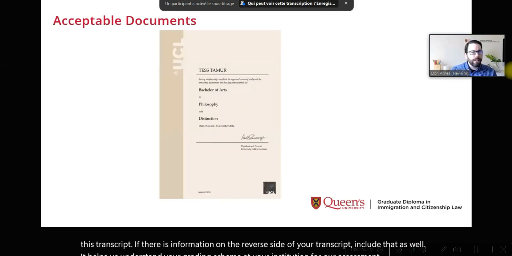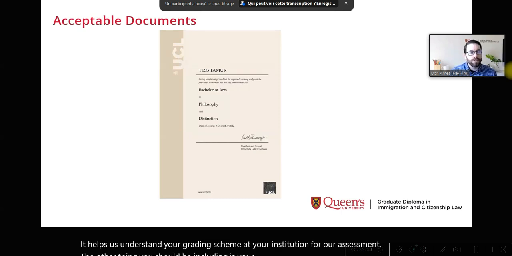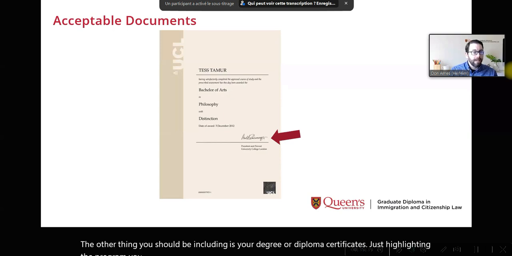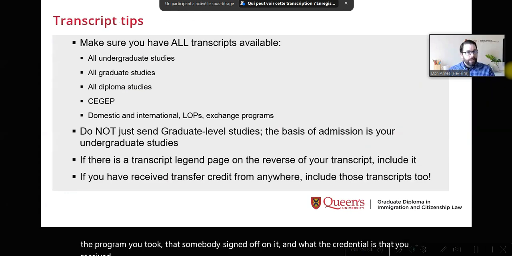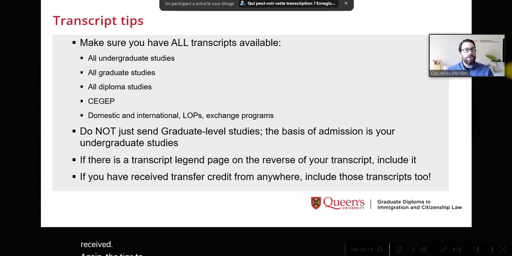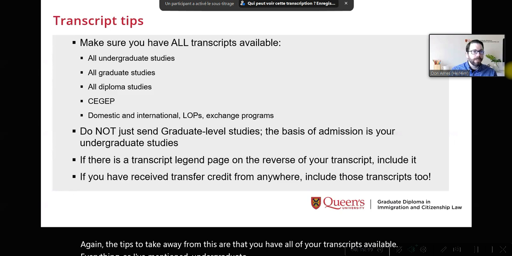The other thing you should be including is your degree or diploma certificates, just highlighting the program you took, that somebody signed off on it, and what the credential is that you received. Again, the tips to take away from this are that you have all of your transcripts available, everything, as I've mentioned: undergraduate, graduate, diploma studies, SAGEP, domestic and international, letters of permission, exchange programs.